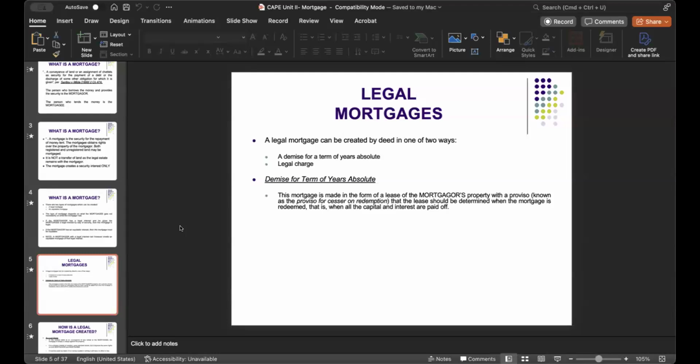When you pay off your mortgage, because that's when you give them the legal interest in your property, right? When you pay off your mortgage, all the capital and the interest are paid off in full. You get back your title, right? And you have now redeemed, considered the mortgage to be redeemed, right? Clear? Yes, that's good.